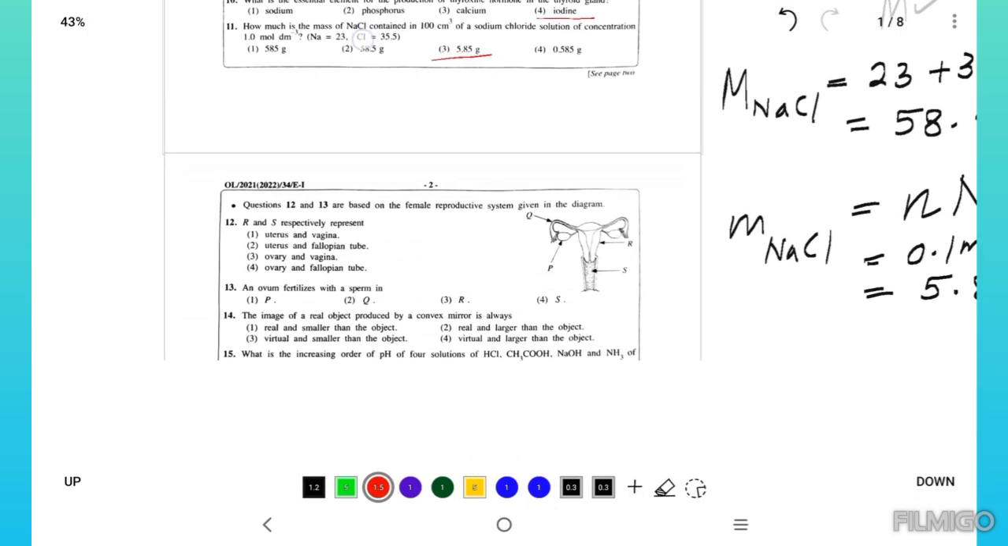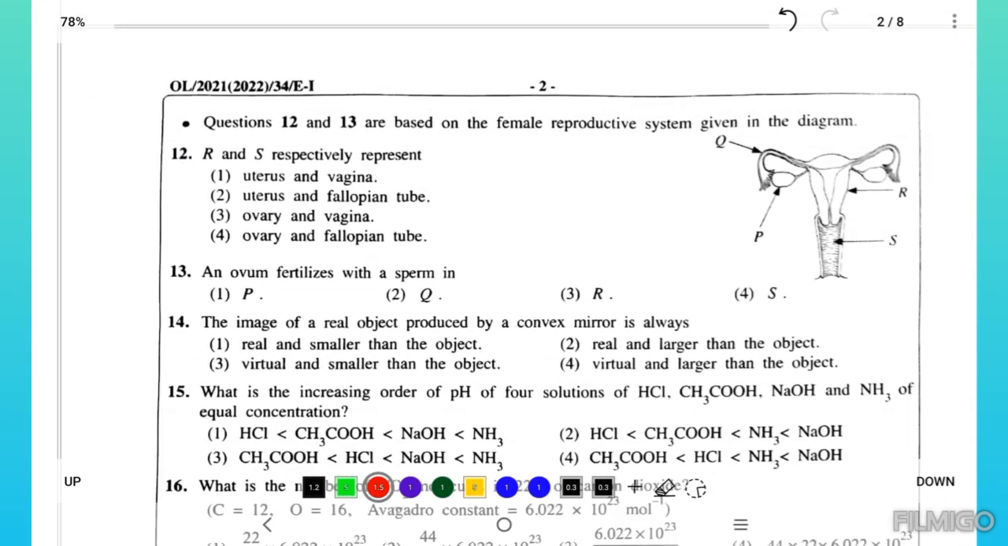Question number 12. Questions 12 and 13 are based on the female reproductive system given in the diagram. You know, in grade 10, under the reproductive system, you have to learn about the male reproductive system and the female reproductive system. So here they have given the female reproductive system. What is P? That is ovary. Q, fallopian tube. R, uterus, and S is the vagina. So R and S respectively represent uterus and vagina. The answer should be the first answer.